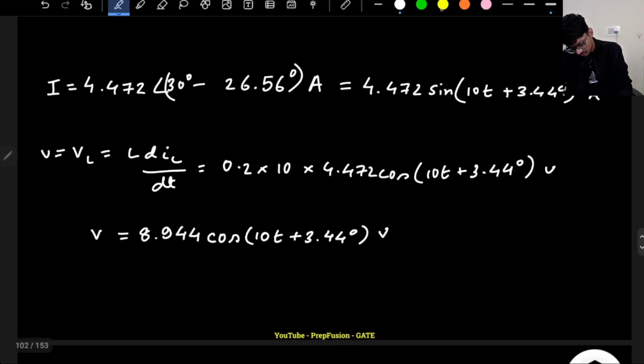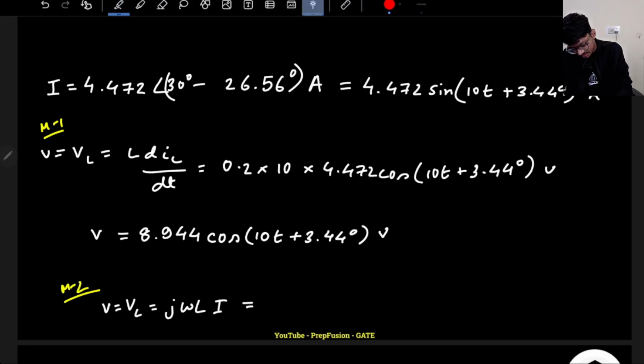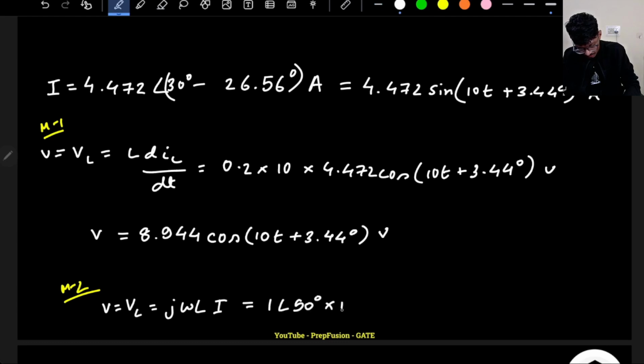That was method 1. Method 2 is you directly use the equation: VL, or V, is equal to j omega L into I, where I is a phasor. Either you do it with phasor or you do it in the time domain approach. The phasor approach is this one, my I is here in the phasor. J can be replaced with 1 angle 90, omega can be replaced with 10, L with 0.2, and I is 4.472 angle 3.44.